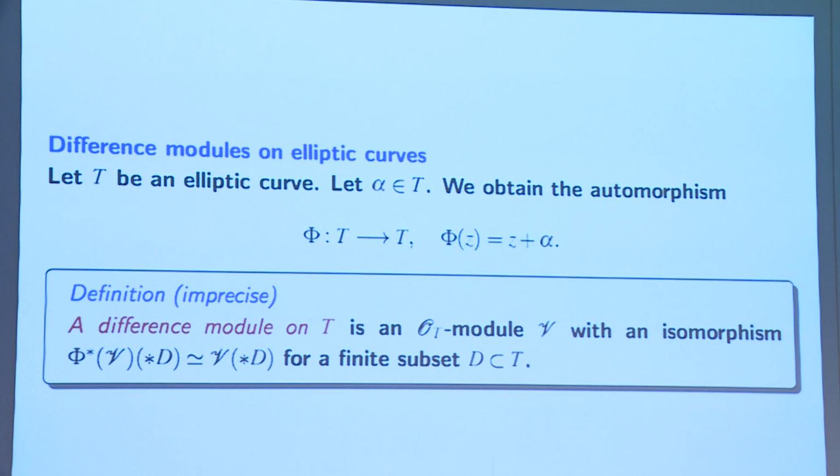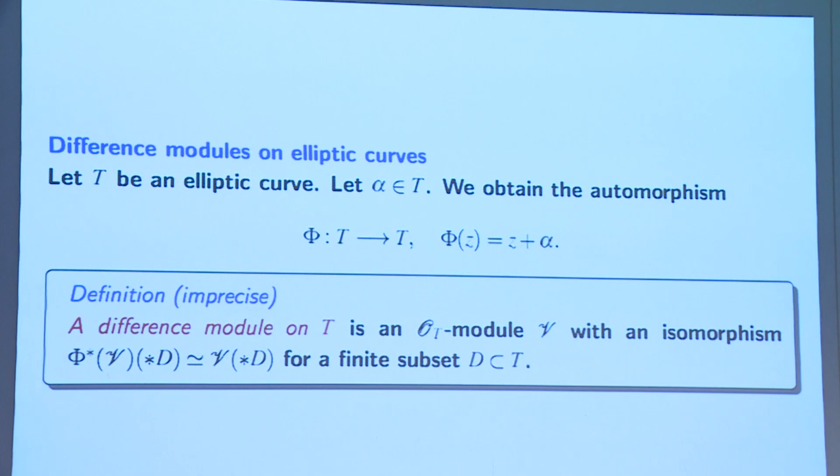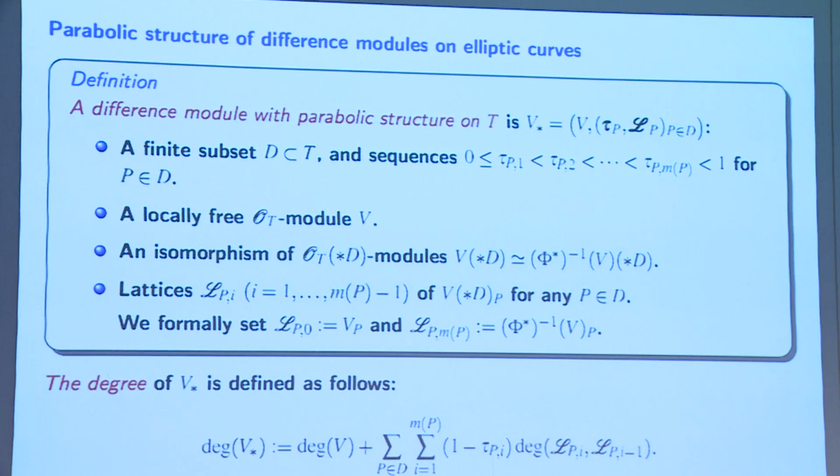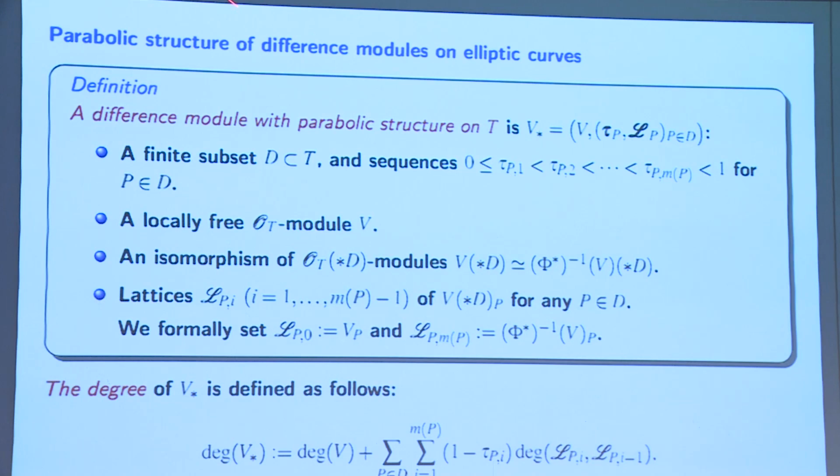But in non-abelian Hodge theory, we should consider parabolic structure along the singularity of algebraic objects. So I'd like to explain parabolic structure in this context. In the case of difference modules on elliptic curves, a parabolic structure is defined as follows. A difference module with parabolic structure on T is data as follows. First, we take a finite subset D, and for each point of D, we take an increasing sequence of real numbers between 0 and 1. And we also take a locally free O_T-module V and an isomorphism of V and phi star inverse V outside of D. And we also take a sequence of lattices of the stalk of V(*D) at P.